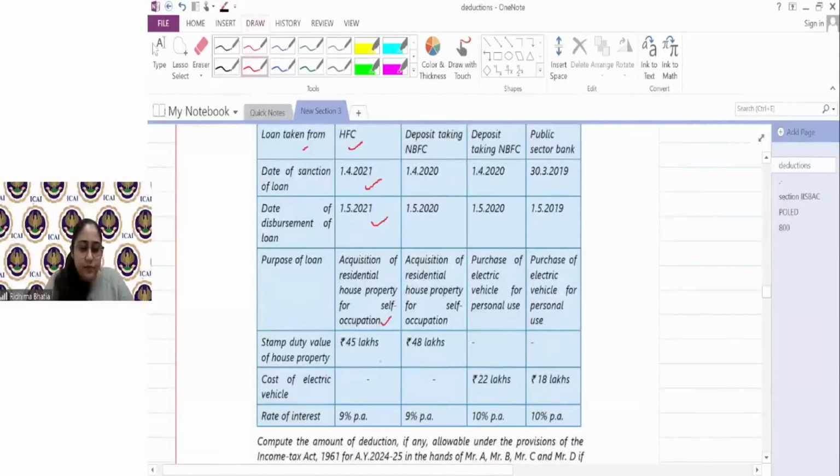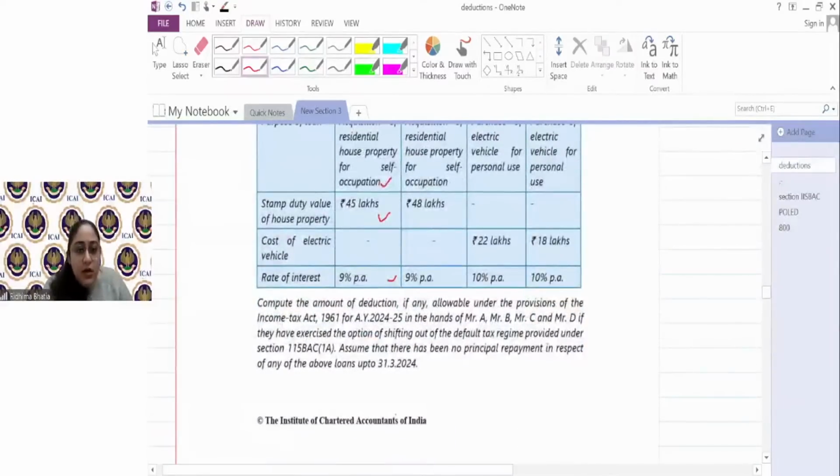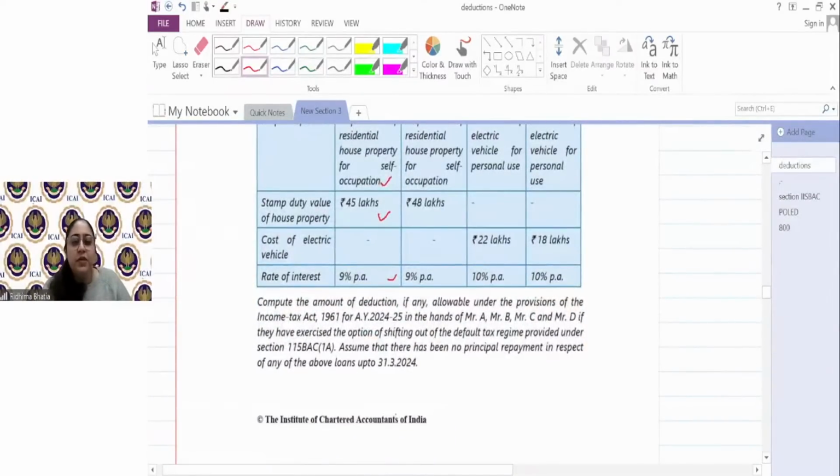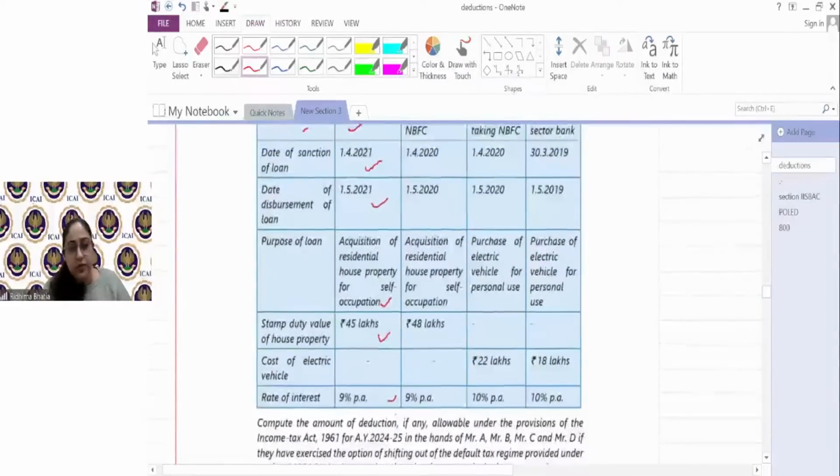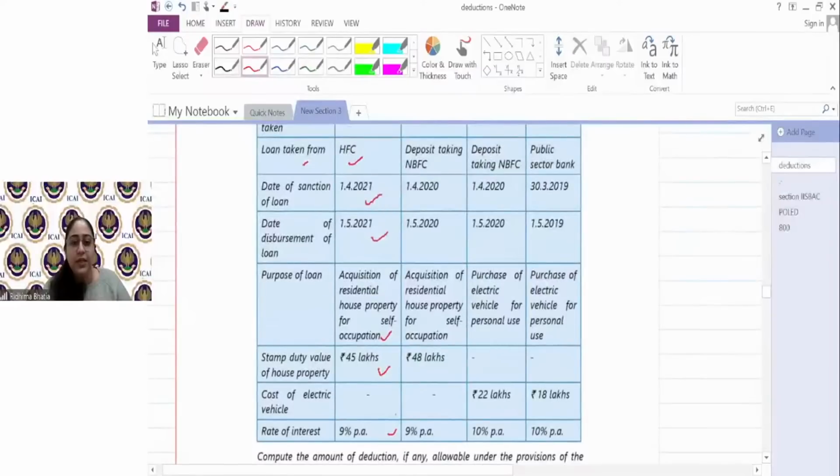And the stamp duty value of the property is 45 lakhs. Rate of interest is 9%. You have to assume in this question that none of them have exercised 115BAC. All of them have opted out of the default tax regime. Okay? And there is no principal payment. So the loan principal is continuing and the interest is getting accumulated. Now let's start the deduction.